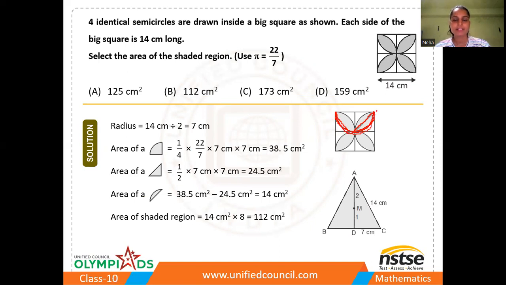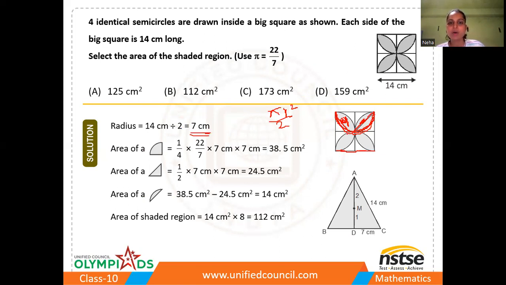Clear? And we know that the area of a circle is pi r square. So the area of our half circle is pi r square by 2. But I need only this portion in the complete square. So first of all, what is the radius? The complete side is 14, so the half is 7. So the radius of the circle is 7 centimeter.